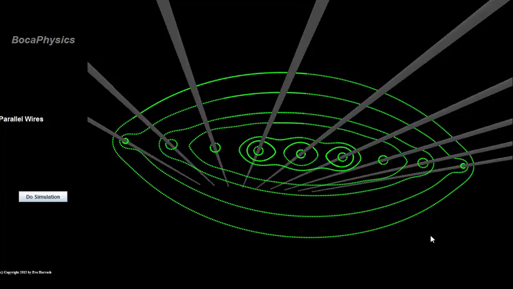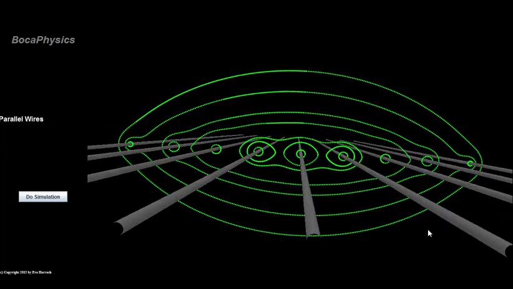If we assume that current flows in an upward direction, then all the magnetic field lines will be in a counterclockwise direction about the wires. From this simulation, we can begin to understand the behavior of the magnetic field due to an infinite current sheet. In that case, the magnetic field would be directed to the left above the current sheet and to the right below it.